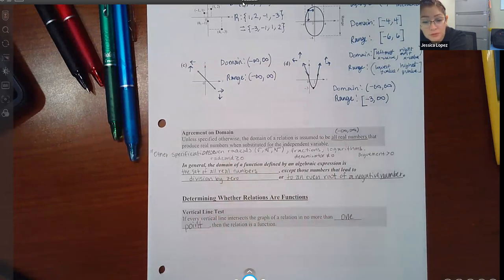So determining whether relations are functions, you can do that graphically. And in order to do that graphically, essentially what you're doing is applying what is called the vertical line test. And the vertical line test tells us that if every vertical line intersects the graph of a relation in no more than one point, then the relation is a function. And so I'm sure they're going to give us some examples to try to figure out.